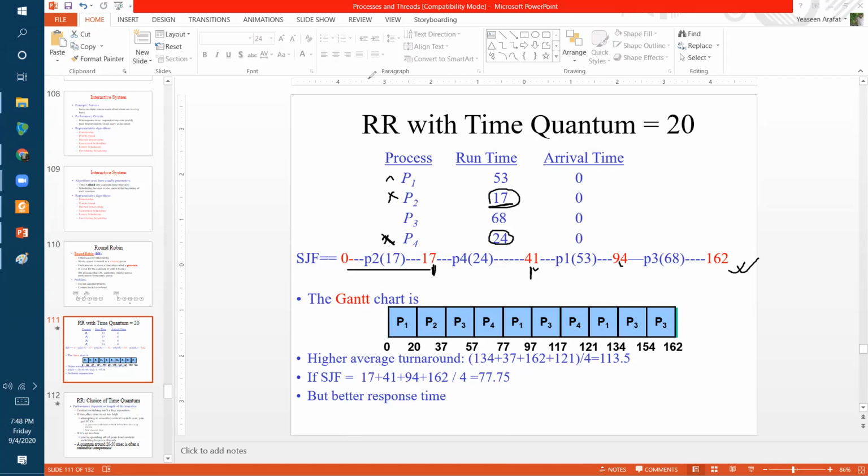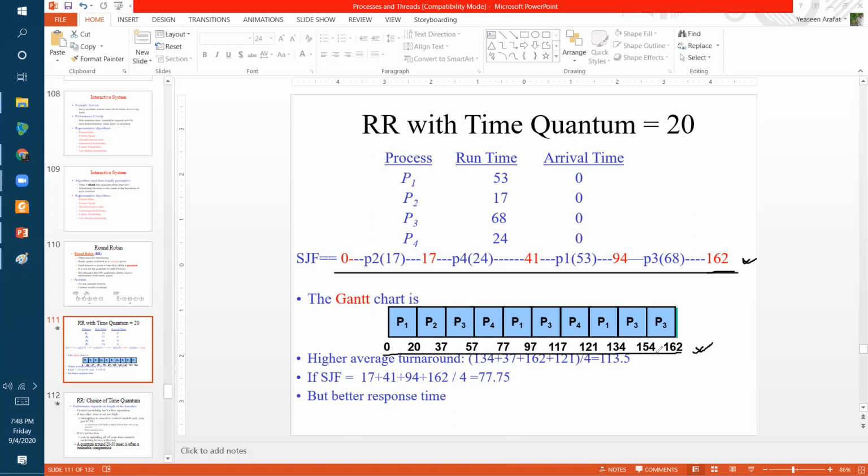So actually we can see that in both algorithms, the total time is the same.